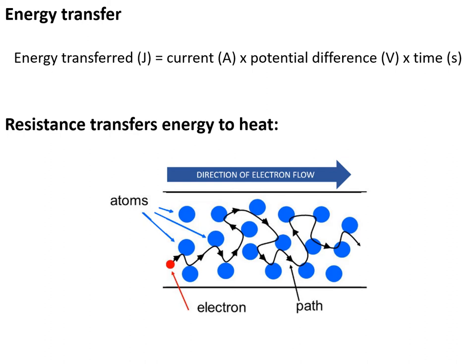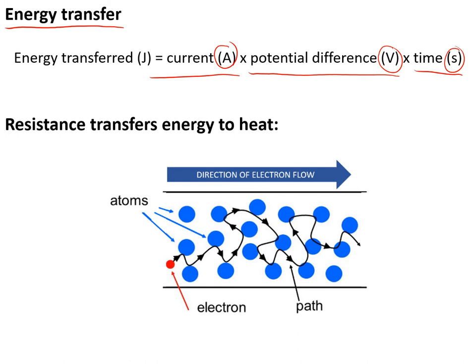Electricity is used so widely by us because we can very easily transfer the energy in electricity into other different forms, and we can calculate the energy transferred as the current in amps times the potential difference in volts times the time in seconds. Again, don't forget to translate. You might be given kilovolts, you might be given minutes, you might be given, say, milliamps, and all of those need converting into the standard units before you use them.